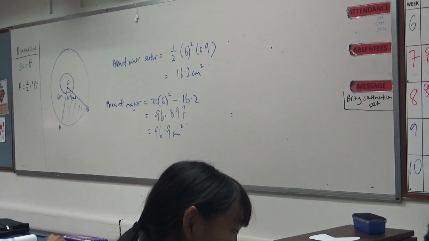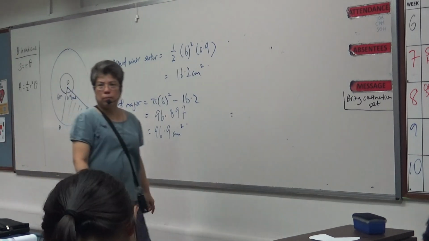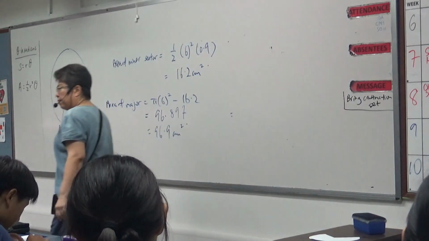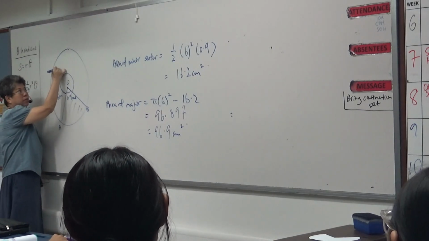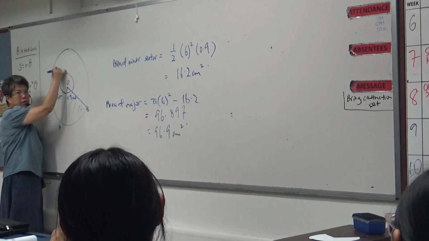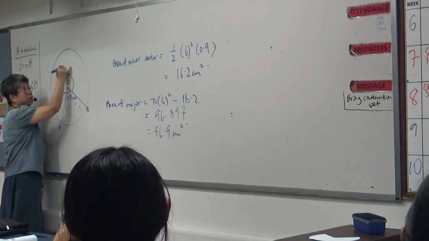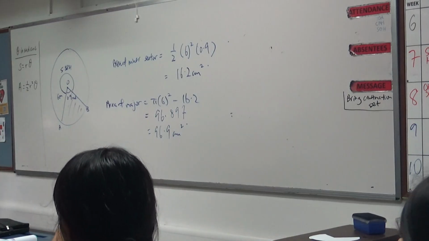2 pi minus 0.9. Can all of you take 2 pi minus 0.9? What's 2 pi minus 0.9? 5 point, okay? You must put 5.3831. Understand?